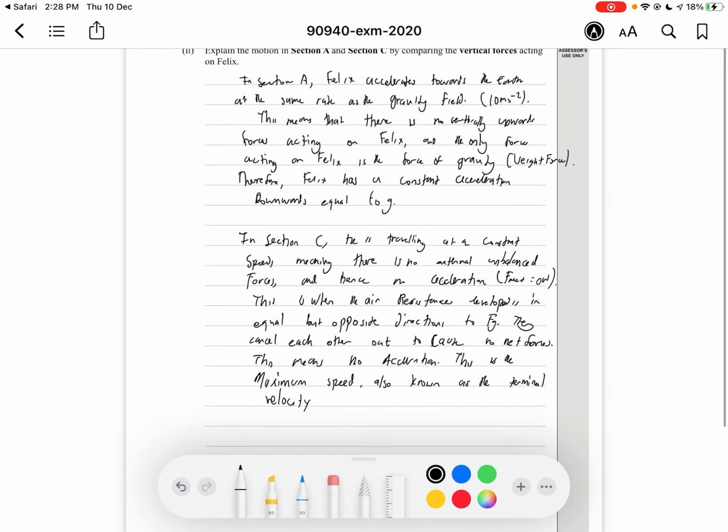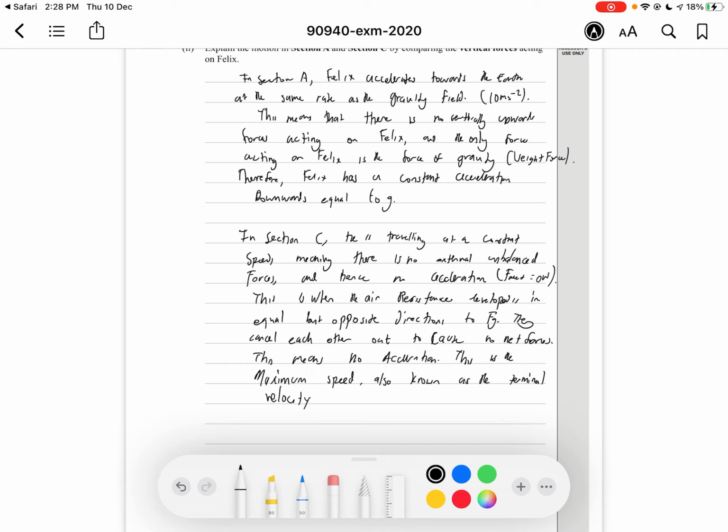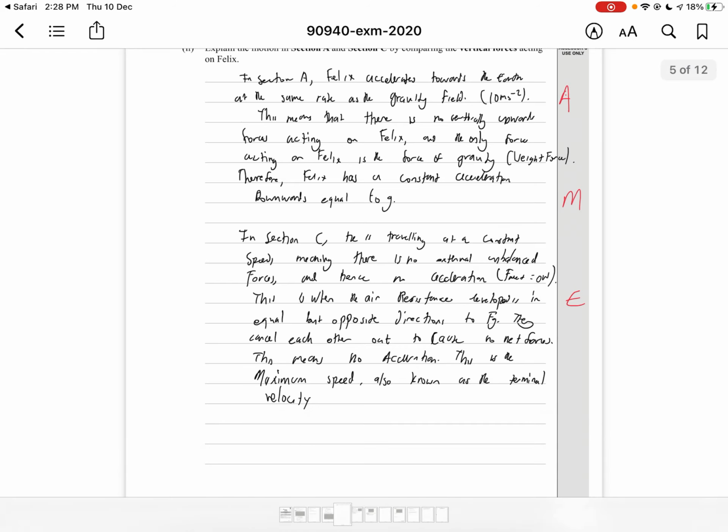Alright, and that's all of the points we really need to link here. So we just need to talk about section A and section C. And this should be an excellence level question. So if you can talk about both section A and section C and link it to the forces acting on Felix, that should be an excellence grade. To get a merit, if you can just link maybe one of the sections in a complete discussion, you could get a merit. For an achieve, you can just say a bit of bullet points here and there. For example, for A, you can just say only the force of gravity is acting, just some short sentences, short statements might get you an achieved.